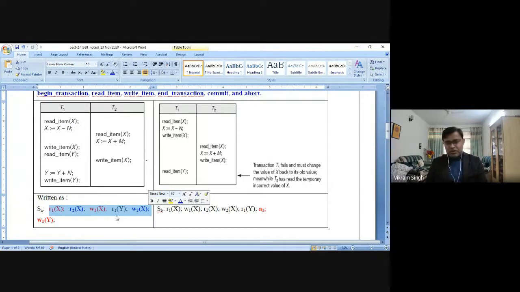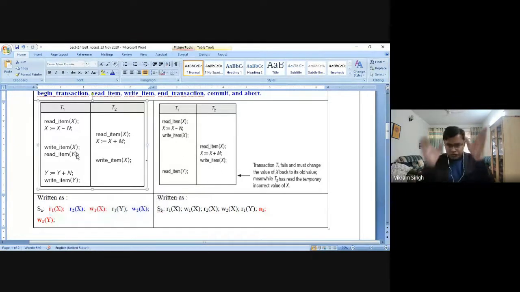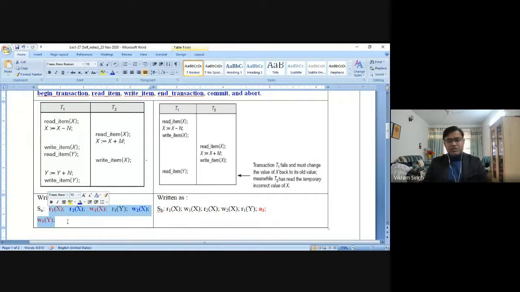So this schedule also indicates the sequence of operations which are submitted into the system by different transactions in the schedule, right? So in place of this representation, which is shown in two different columns, we can write a schedule also. This schedule indicates a similar sequence of happening of different operations.